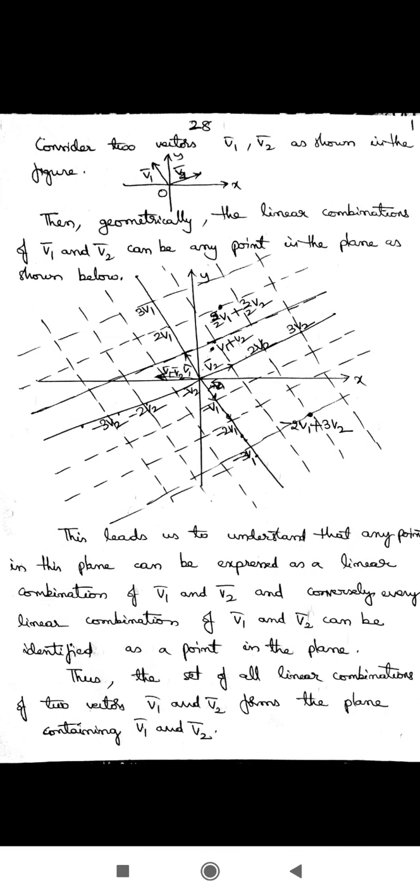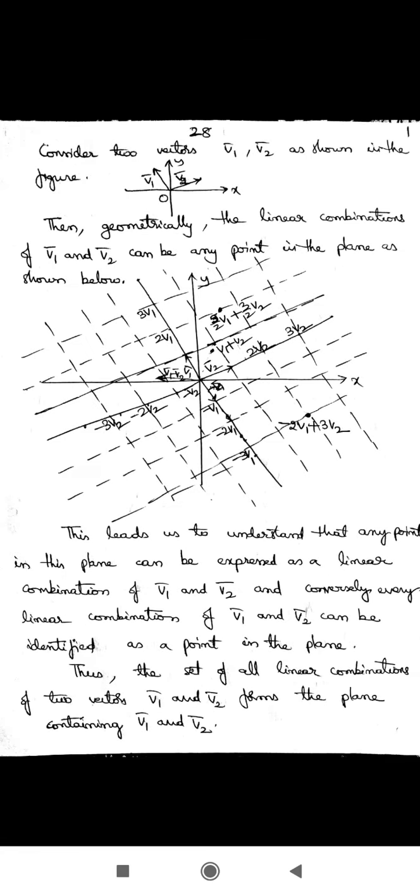This leads us to understand that any point in this plane can be expressed as a linear combination of v1 and v2, and conversely every linear combination of v1 and v2 can be identified as a point in the plane. So that is the point to be remembered.